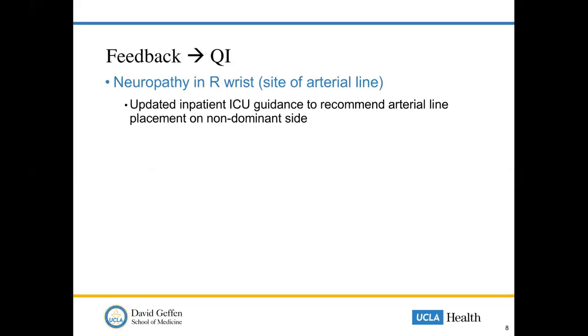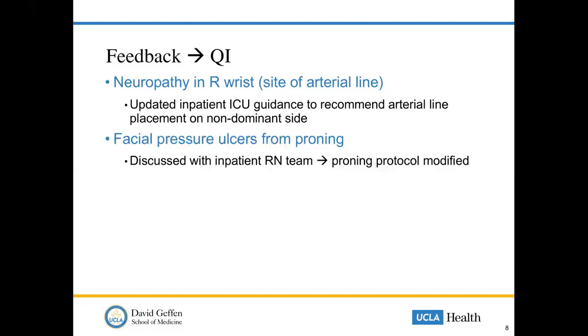So he had a number of issues, including dyspnea and weakness, but a few things that we learned from him we were able to directly feed back into our ICU. One, he had a neuropathy in his right wrist, which was the site of his arterial line. I've seen this in multiple patients actually since then. So we updated our inpatient ICU guidance to recommend arterial line placement on the patient's non-dominant side when feasible.